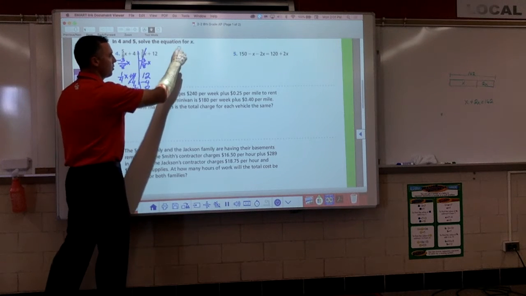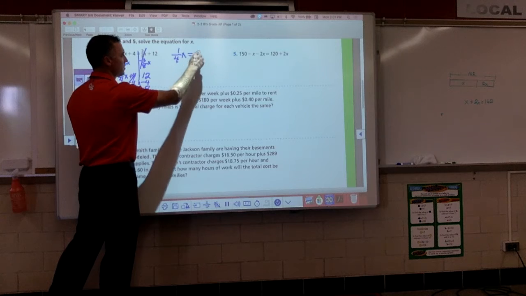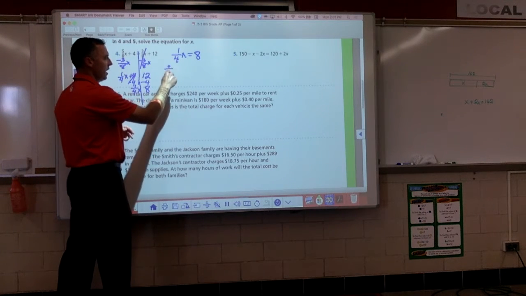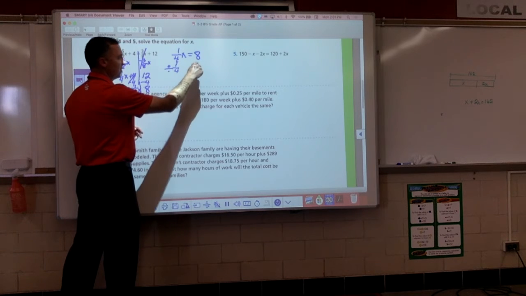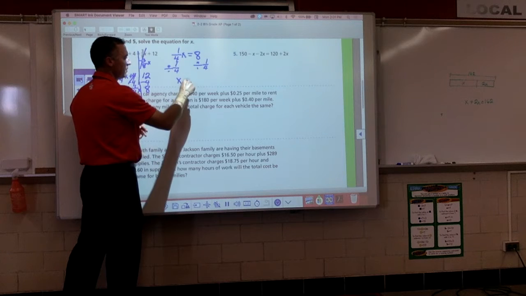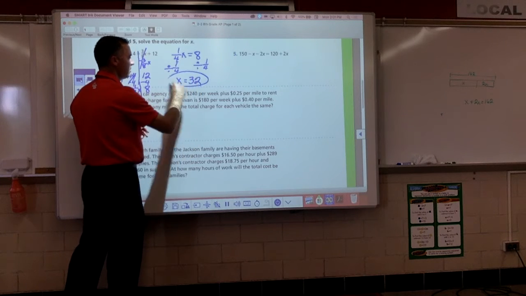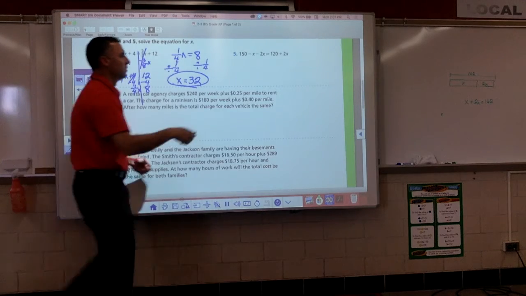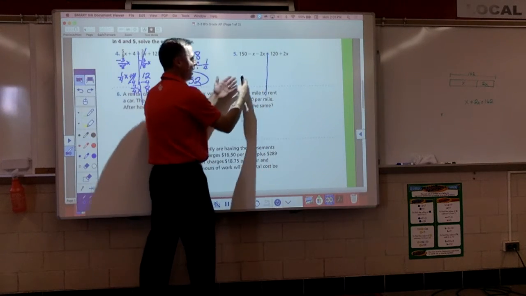I know it's hard to see. I'm going to put it over here. 1/4 x equals 8. Last step, break this apart using division. Divide by the coefficient. Divide by 1/4 on both sides, folks. Here we go. x equals 32. Boom. Moving on.